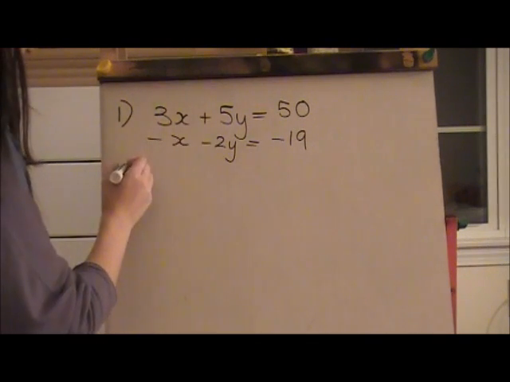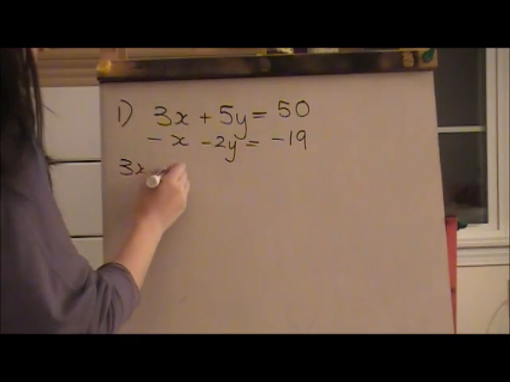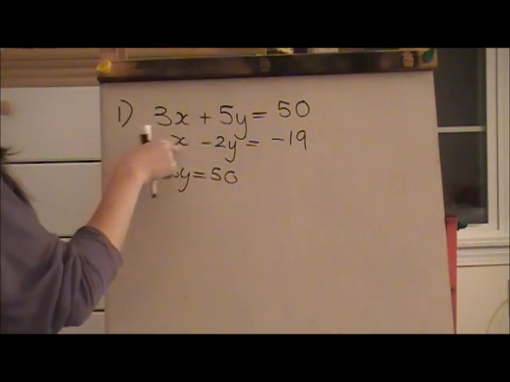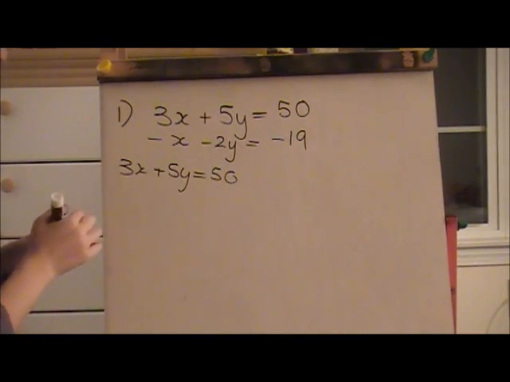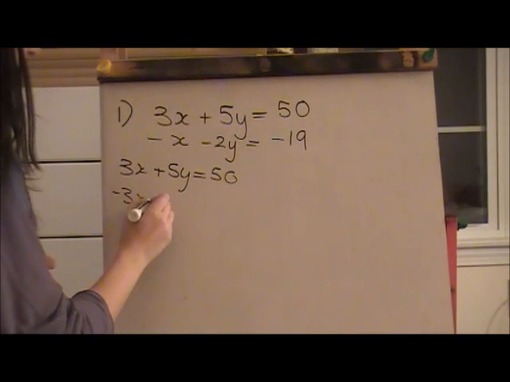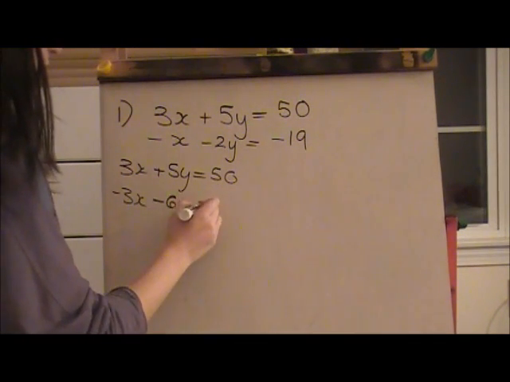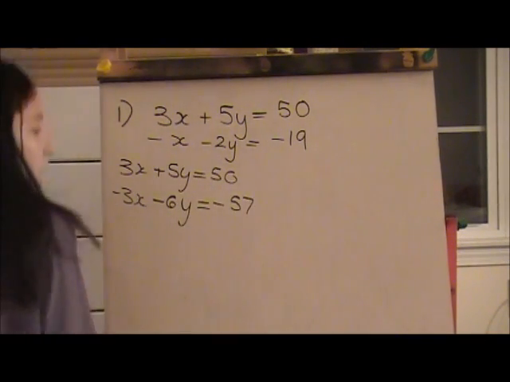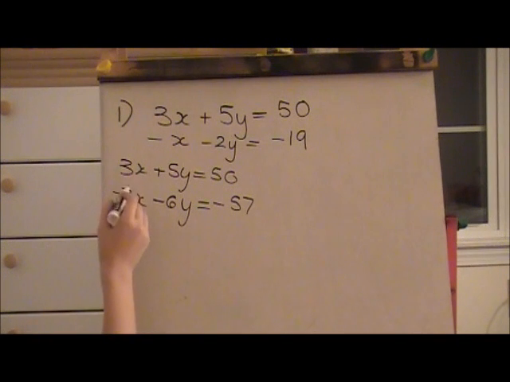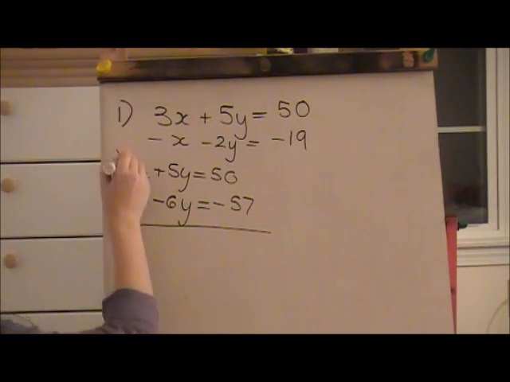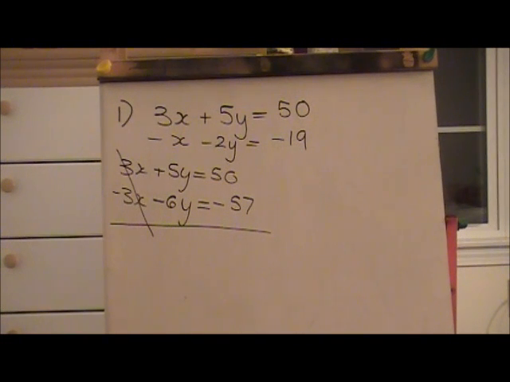I'm just going to rewrite the first one: 3x plus 5y is equal to 50. And I have to multiply each term of the second equation by 3, so I'm going to get negative 3x minus 6y is equal to negative 57. Now you'll notice that if I add these two equations together, the 3x's will cancel out.